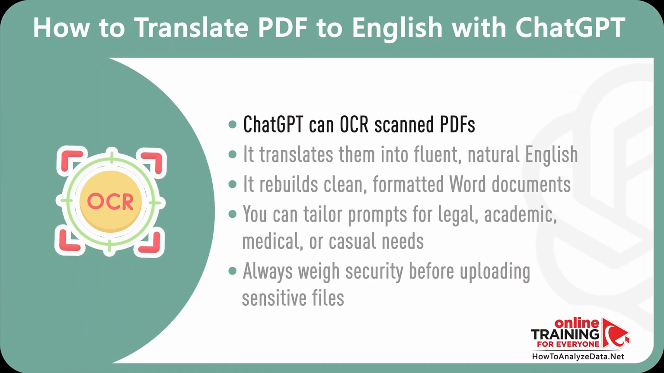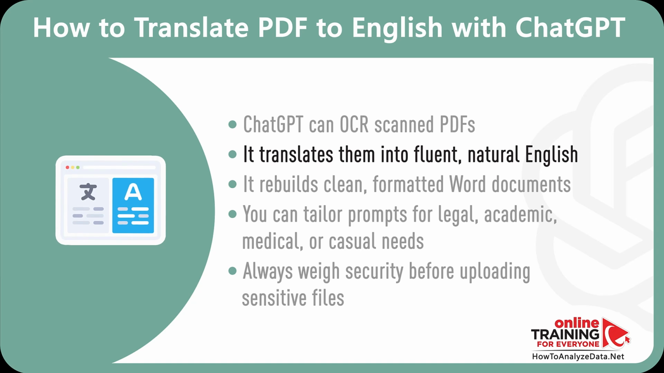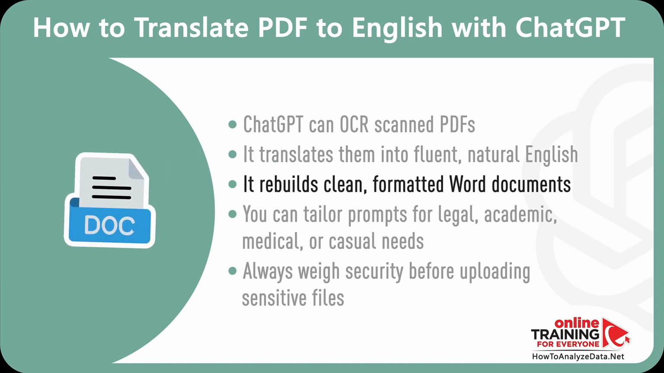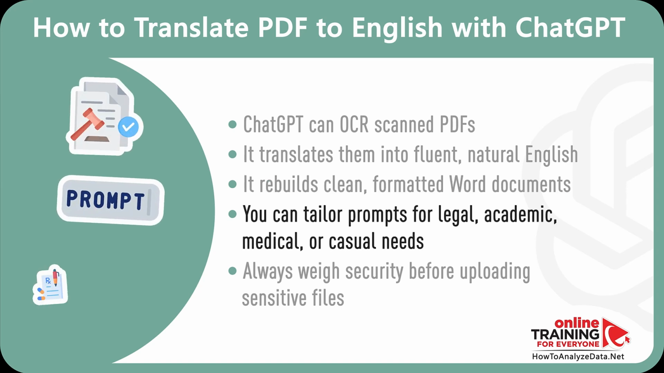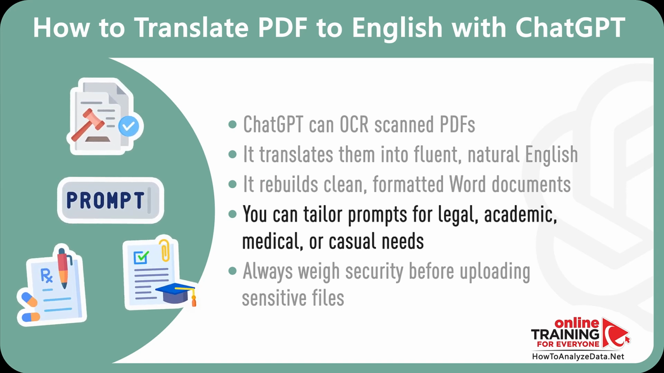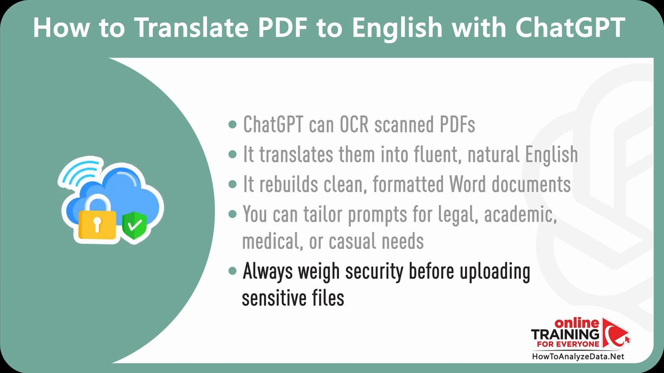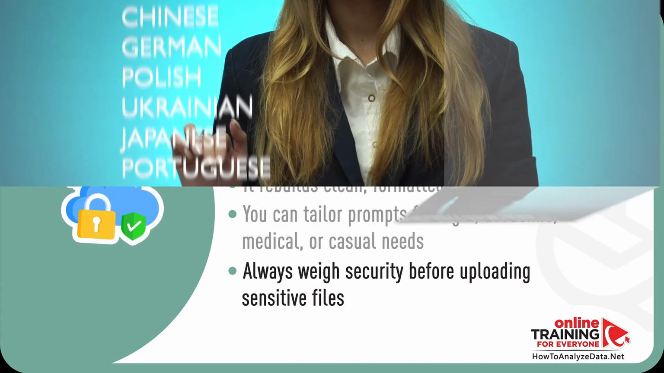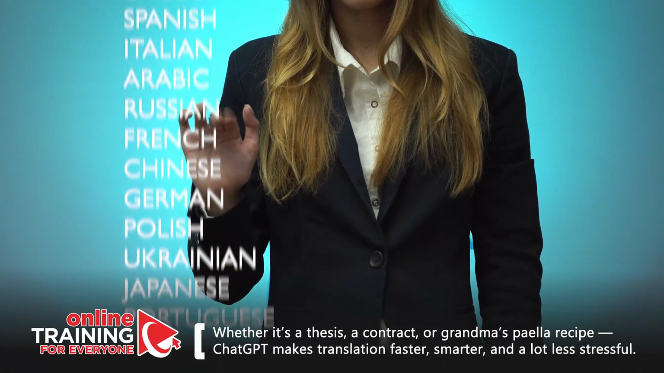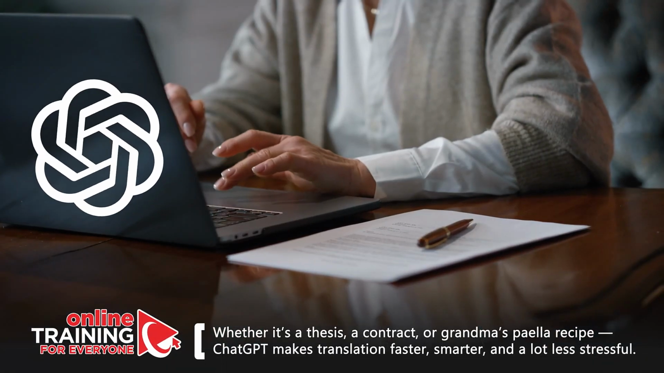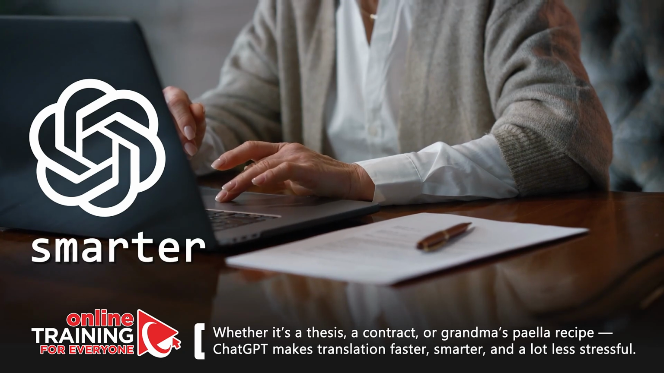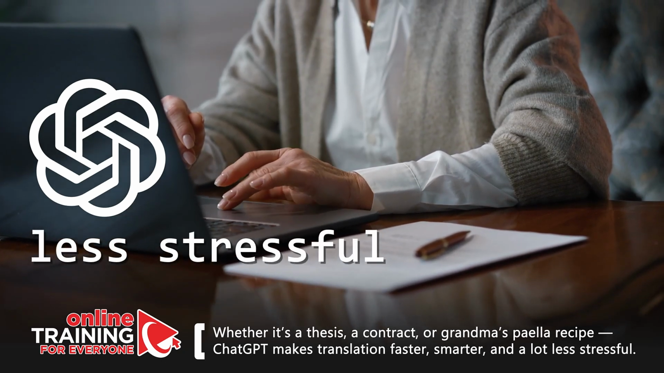So let's recap. ChatGPT can OCR scanned PDFs. It translates them into fluent, natural English. It also rebuilds clean and formatted Word documents. You can tailor your prompts for legal, academic, medical, or casual needs. And you need to always weigh the security before uploading sensitive files. Whether it's a thesis, contract, or grandma's paella recipe, ChatGPT makes translation faster, smarter, and a lot less stressful.